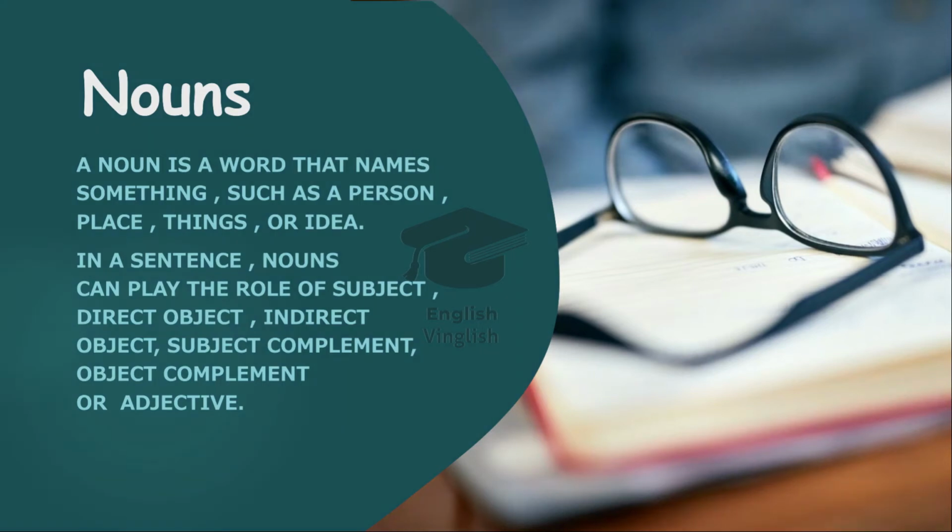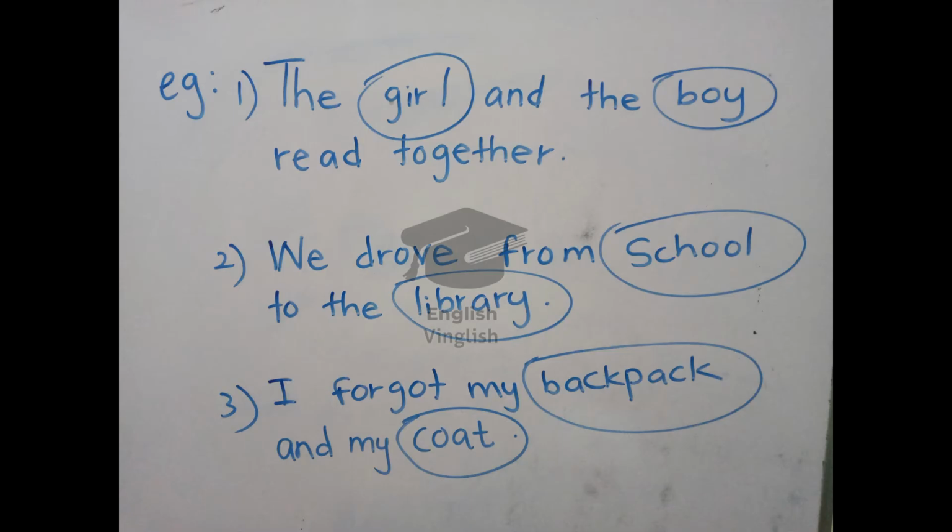Nouns. A noun is a word that names something, such as a person, place, thing, or an idea. In a sentence, nouns can play the role of subject, direct object, indirect object, subject complement, object complement, or adjective. Let's move on to some examples.